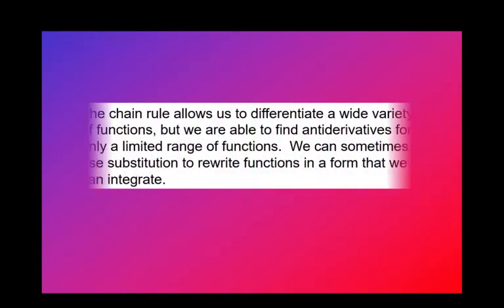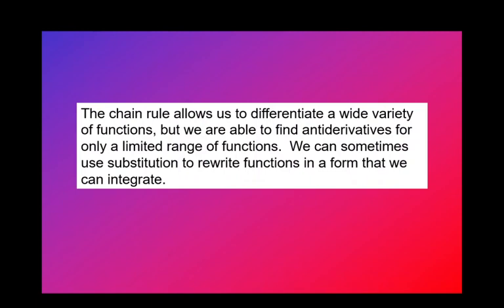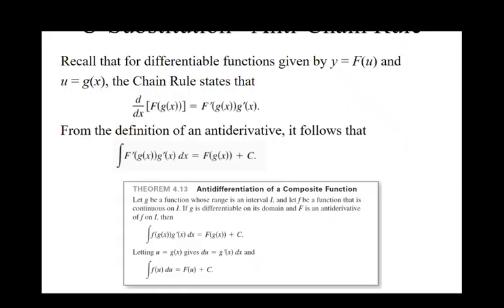So basically, the chain rule allows us to differentiate a wide variety of functions. When we have a function inside of a function, we can find the derivative of that without having to FOIL it all out. But we are able to find antiderivatives for only a limited range of functions using the power rule. We can sometimes use substitution to rewrite functions in a form that we can integrate. So basically, U-substitution is the anti-chain rule.